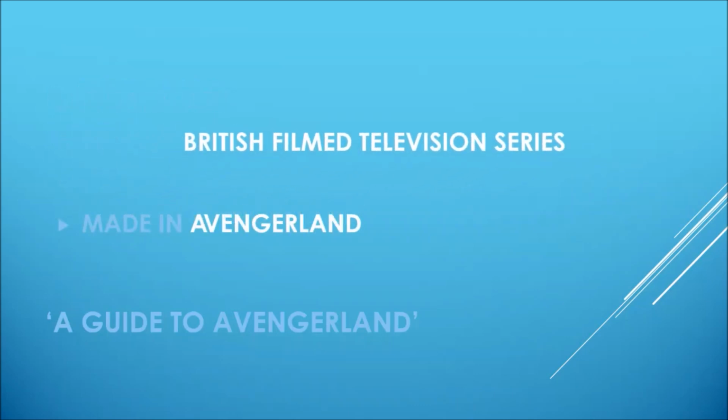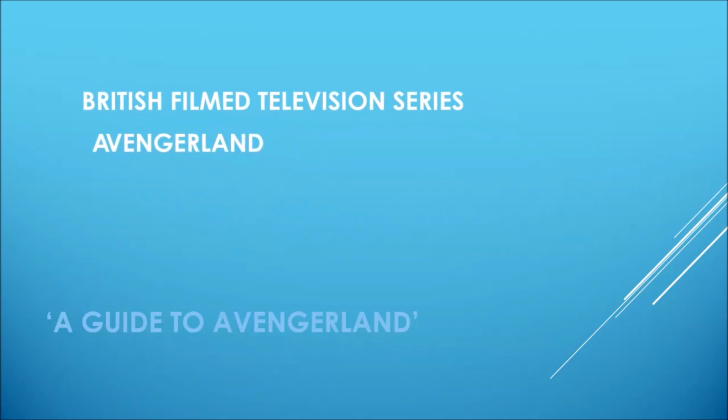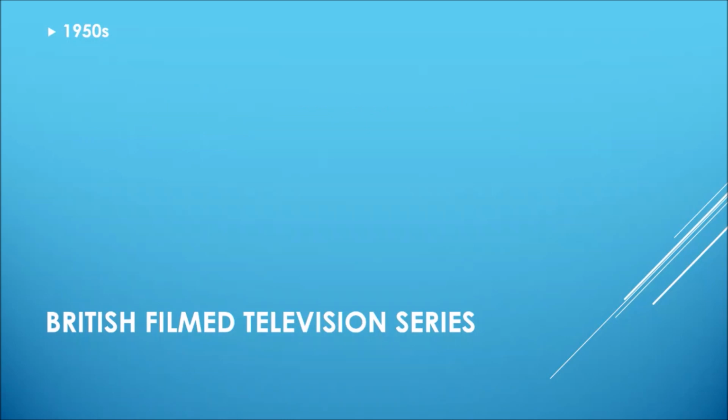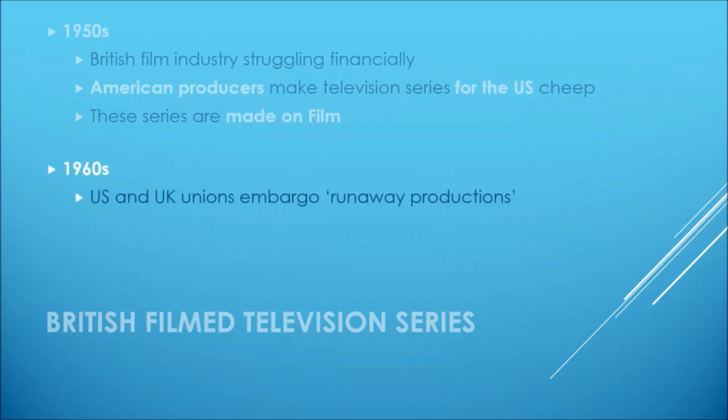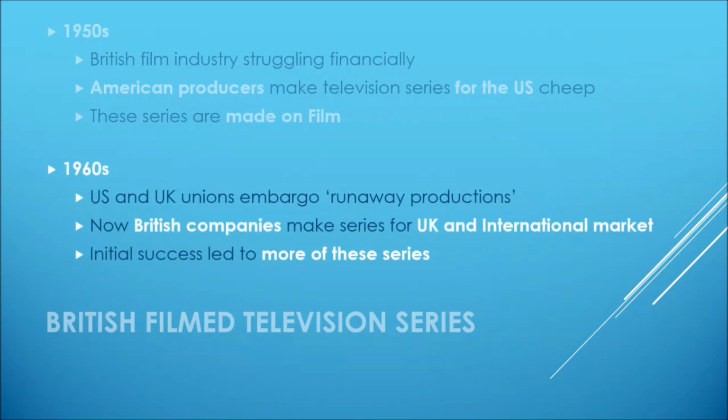What is a British filmed television series? And where is Avengerland? British filmed television series came out of the 1950s, when American television producers took advantage of a failing British film industry to make television series for the US market at discount prices. In the 1960s, the unions put an end to this, so British companies took over the making of these filmed television series. A commercial product which was designed to appeal to an audience both at home and abroad.